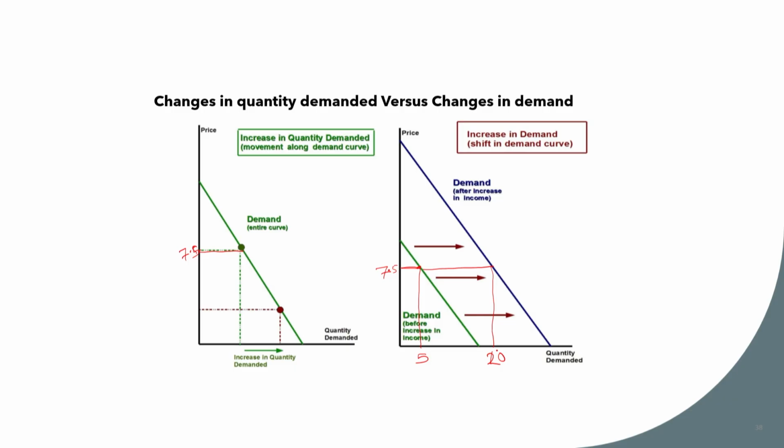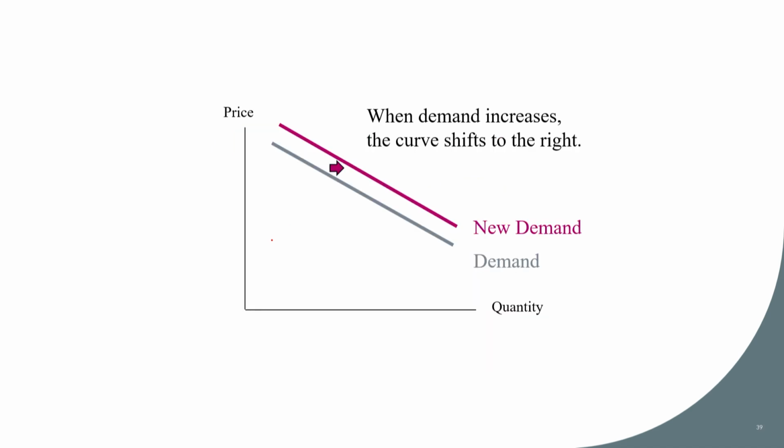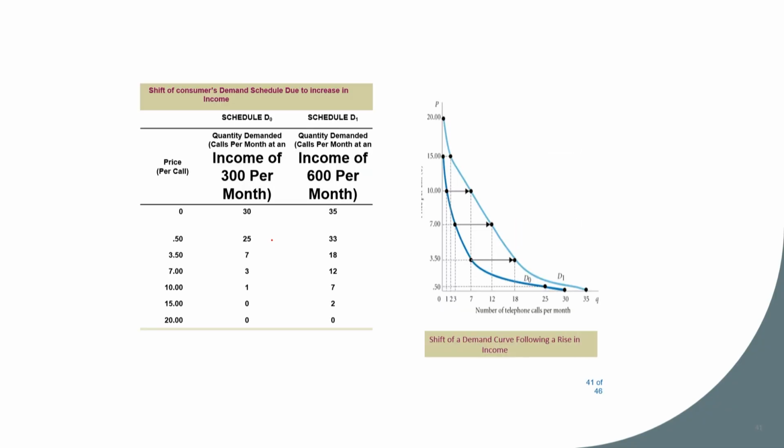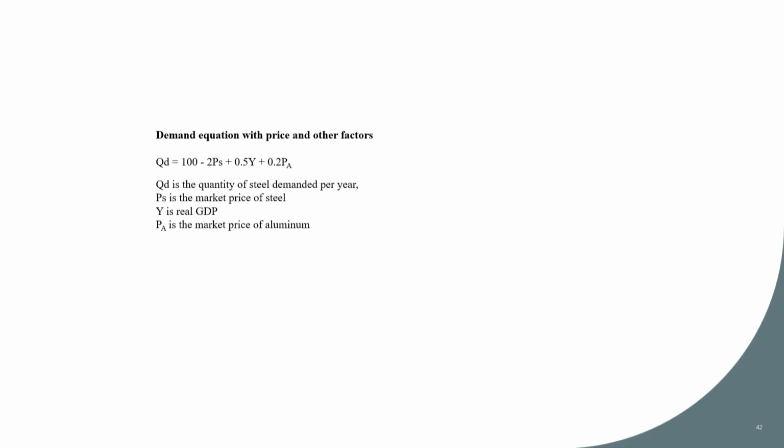So we need to make a distinction between these terms. In the first case, when only price changes, we say there is an increase in quantity demanded. When price remains constant and other things change, then we say there is an increase in demand. When demand increases, the curve shifts to the right. So this is a typical representation of the point we discussed so far. We can show that when income increases from 300 per month to 600 per month, the curve shifts rightwards, which means at the same price, they are now demanding more.